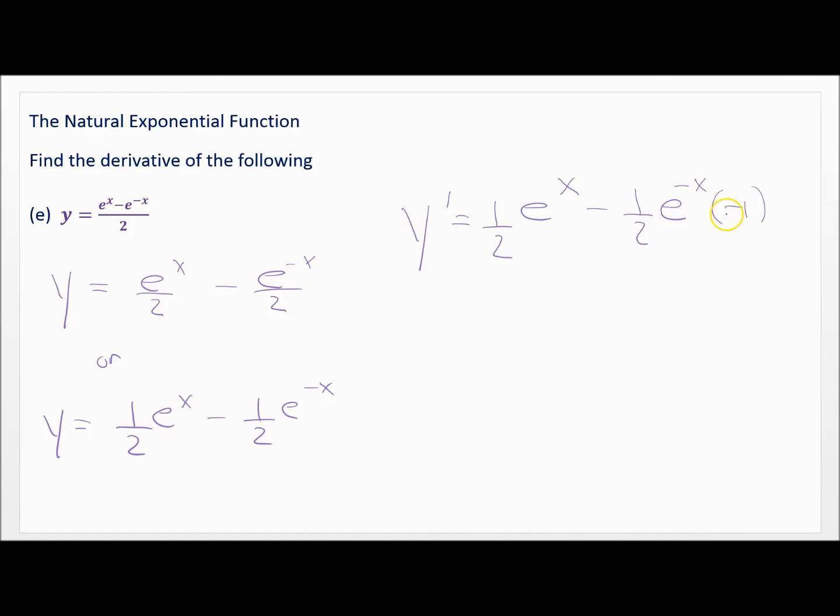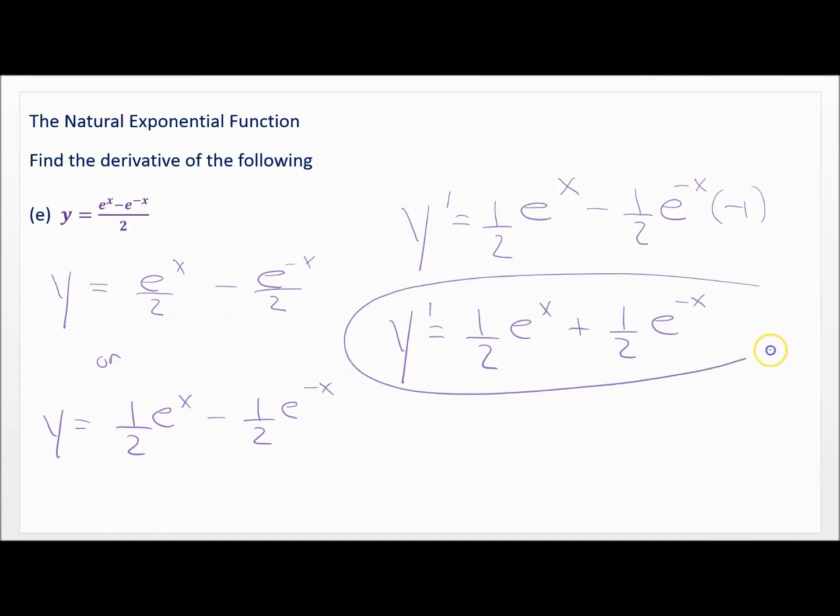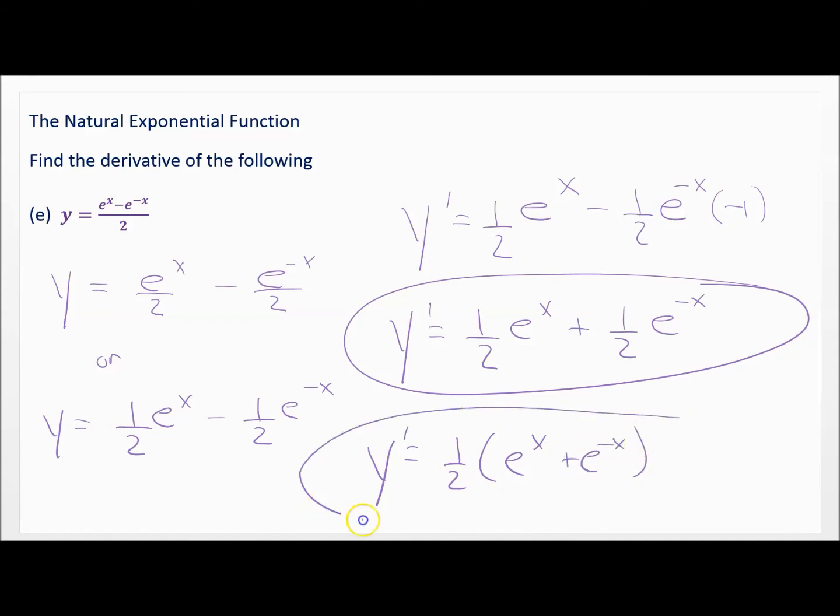And what is that negative 1 going to do? Well, let's move it in front, and that's going to change that to a plus. So the final result, how about 1/2 e to the x plus 1/2 e to the negative x. You could even factor out that common 1/2, but I don't think that's necessary. If we did, it would look like this, 1/2 times e to the x plus e to the negative x. So either one of those answers is perfectly fine.